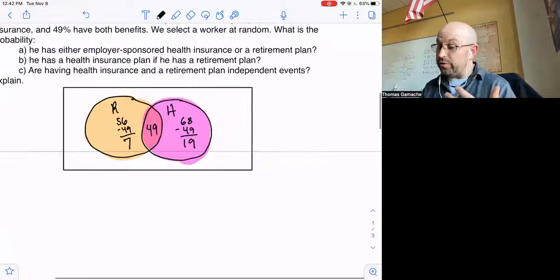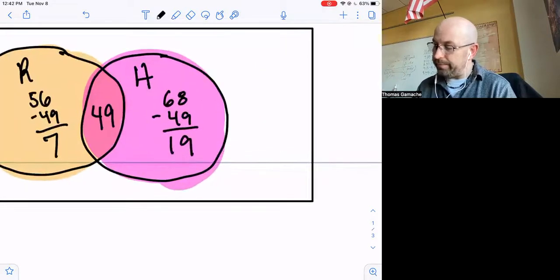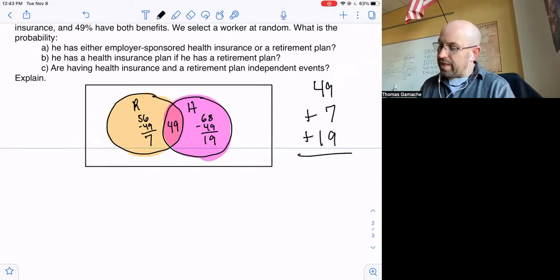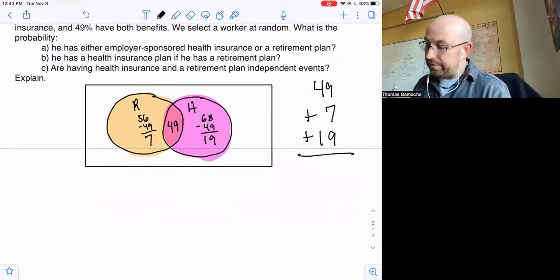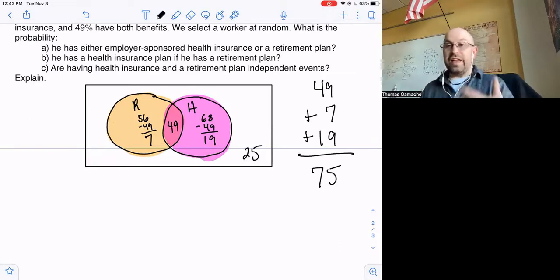Since I know I'm working with percentages, which is very handy, I can add up everything in here. I can add up my 49, my 7, and my 19. If I add them up, I should probably have done this with the calculator, but that's all right. I'm going to get 75, which means that 25% are going to lie on the outside here. They don't have anything, so I'm just going to leave them there.